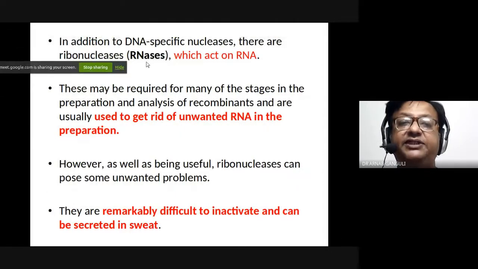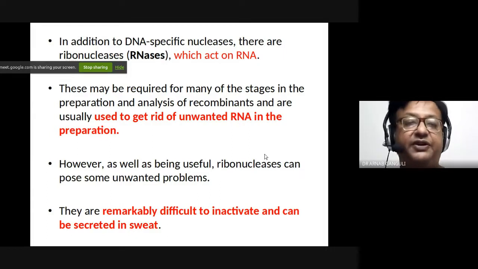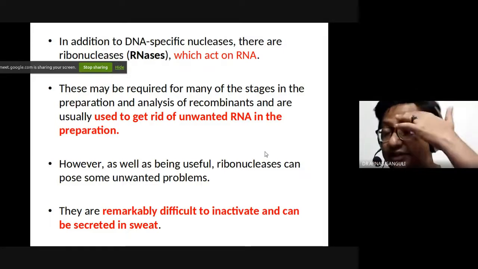Apart from DNases, you have RNases. You can get rid of RNA with this. RNases are everywhere. The moment you take RNA and touch it with your hand, that RNase is going to destroy that RNA.